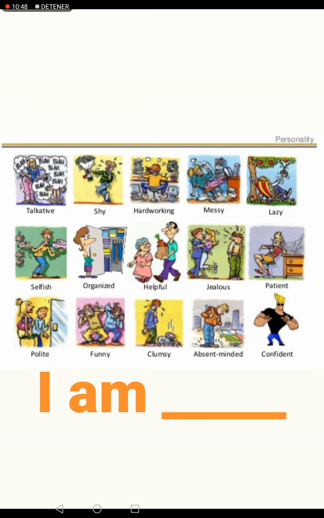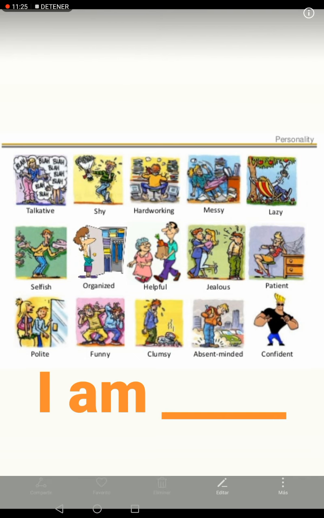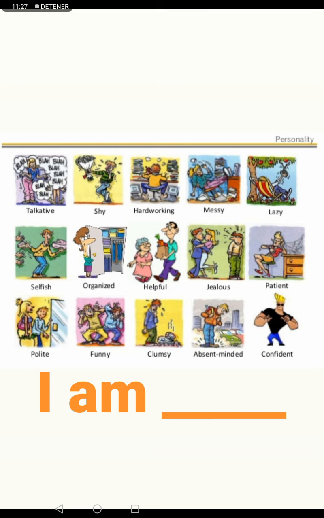So we have talkative. Talkative is a person that likes to speak a lot, that is always speaking. I have a lot of talkative students. Then we have shy, a person who does not feel confident showing himself or herself in front of people. Hardworking, a person who likes to work a lot. Messy, messy is like a disorganized person. Lazy, lazy is the opposite of hardworking. It's like a person who is always resting and does not want to work.